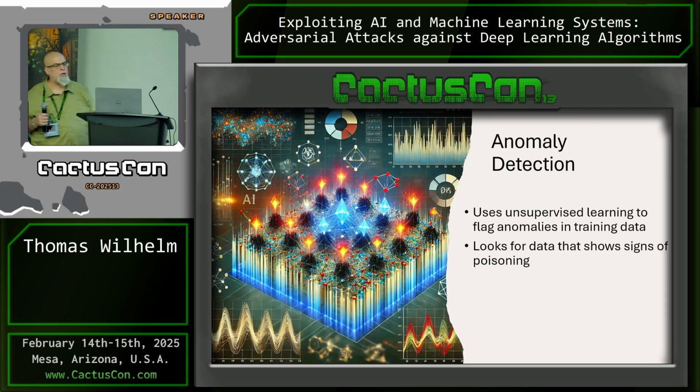Anomaly detection uses unsupervised learning and flags anomalies. Okay, so it's looking for signs of data poisoning. I mentioned the medical device. This is another thing they look for, right? The AI has to learn what an anomaly looks like. This evil twin is spewing out an anomaly, and it has to learn what's bad, right?